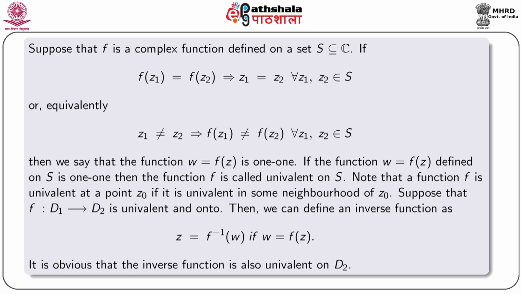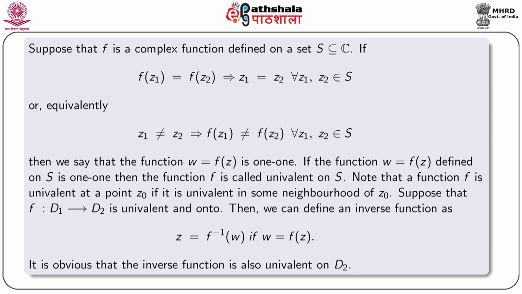If the function w = f(z) defined on a set S is 1-1, then the function f is called univalent on S. Note that a function f is univalent at a point z0 if it is univalent in some neighborhood of z0.